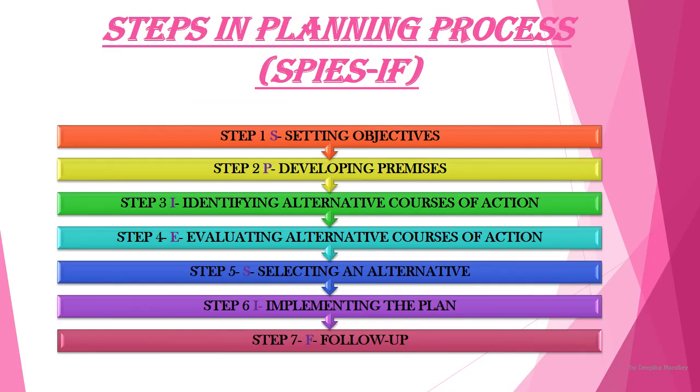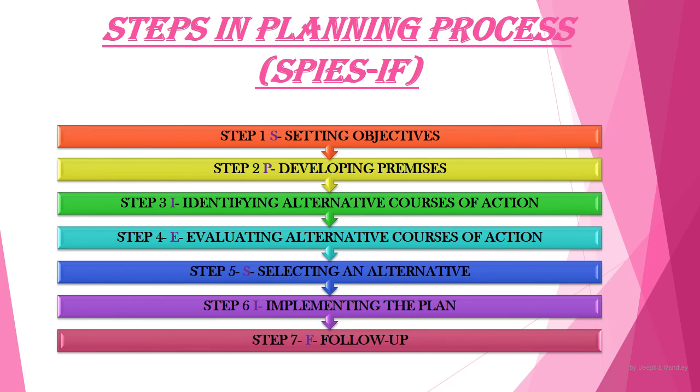Steps in planning process. We know that planning is a process of making decisions regarding what to do and how to do. Planning is an activity of decision making and in which we have to follow certain logical steps. The steps followed by a manager while formulating plans can be listed as follows. Step number 1, setting objectives, then developing premises, identifying alternative courses of action, then evaluating alternative courses of action, selecting an alternative, implementing the plan and follow up.